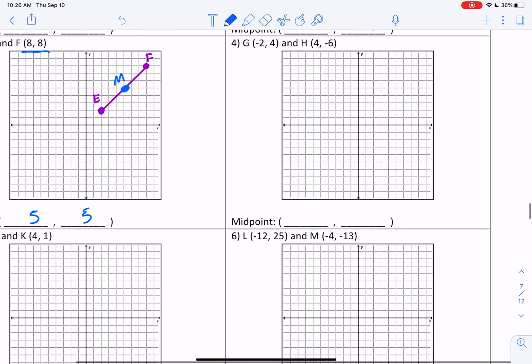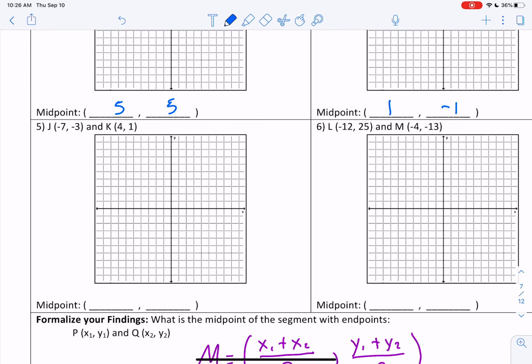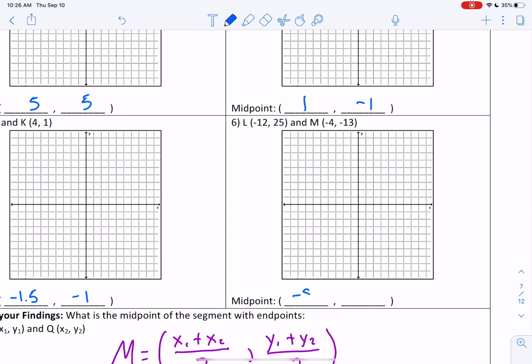All right, for number 4, we should have gotten (1, -1) for that midpoint. For number 5, we should have gotten (-1.5, -1). And for number 6, I should have gotten (-8, 6). Now, number 6 is a little bit tough because it goes off the grid, but here's the deal.